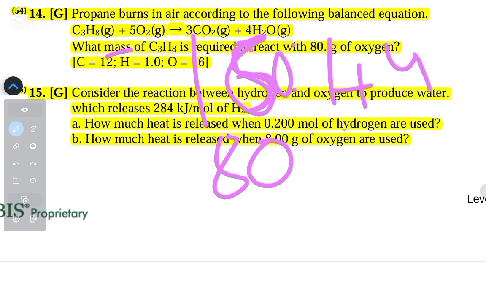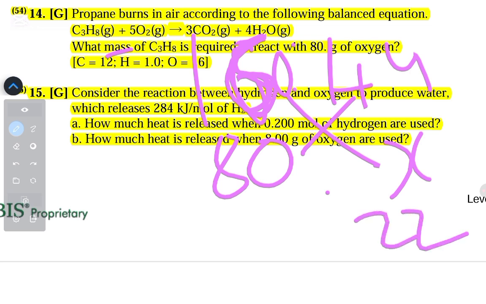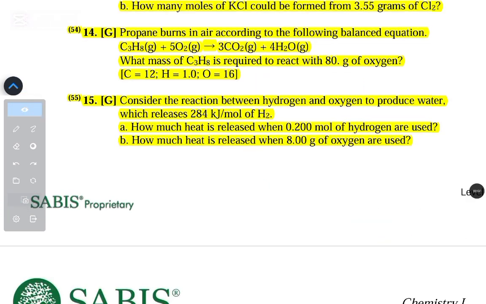44, okay. So 160 to 44, you find the mass of C3H, the new mass. Just cross multiply 80 times 44 divided by 160 will give you 22. Yes, that's it.